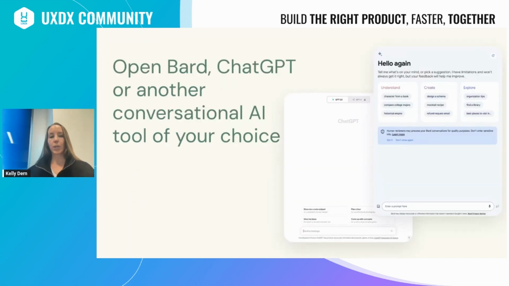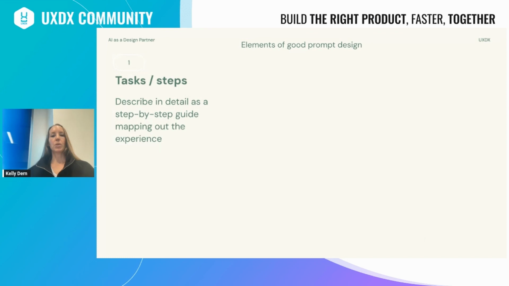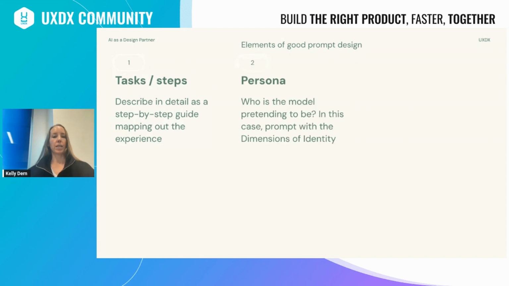If you're following along or you want to do this later, you can open Bard, ChatGPT, or another conversational AI tool of your choice. I've tried it with both of these, and this exercise works great. First, you want to make sure you have elements of a good prompt design. You need to describe in detail your step-by-step guide by mapping out the experience of the tasks and steps. Next, you want to define the persona. Who is this model pretending to be?